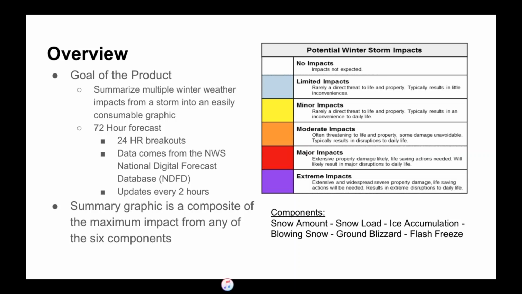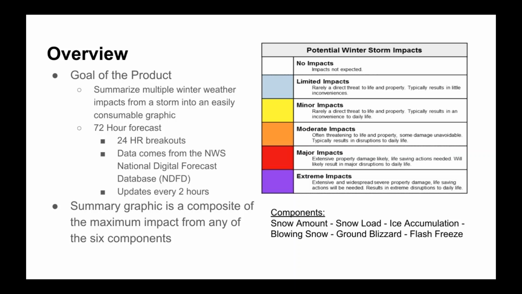So I do have to throw in my overview slide here of the WSSI. Once again, the goal of the product is to summarize multiple winter weather impacts from a storm into an easily consumable graphic. It is based on 72 hours worth of forecast data that's broken into not only a 72-hour summary period, but 24-hour breakouts. So you get the day 1, day 2, day 3 effect. The data is coming from the NDFD, so I want to stress that this is your data. This is not model data. This is just your raw forecast data, repackaged through these algorithms.